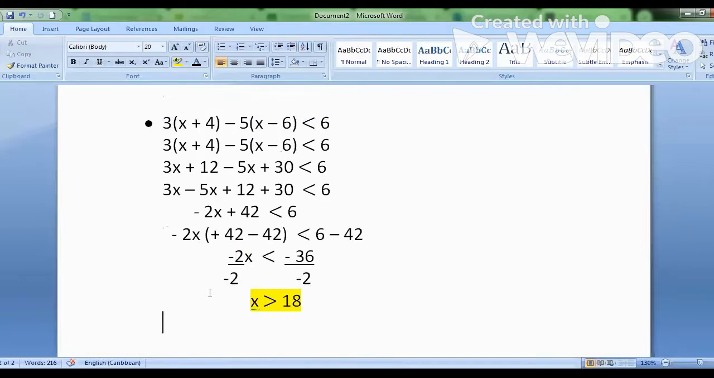Sir, question. Would it still be correct if the sign was the other way around? No, that would be wrong. 18 less than x, that would be wrong.